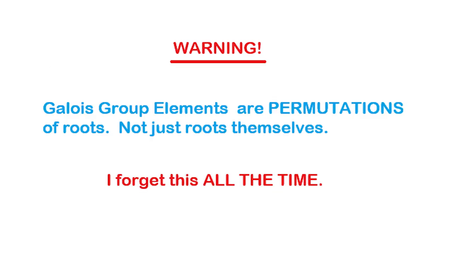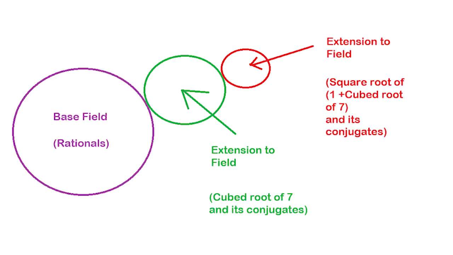The hard thing to remember about the Galois group that I seem to forget over and over is its elements are not roots themselves, but permutations of roots. I believe that's why the sigma notation is generally used rather than the labeled r's that I like to use when I label roots.